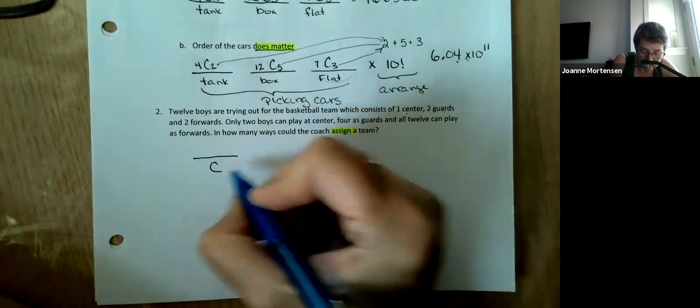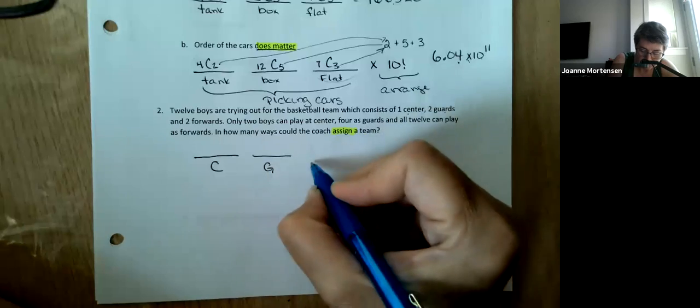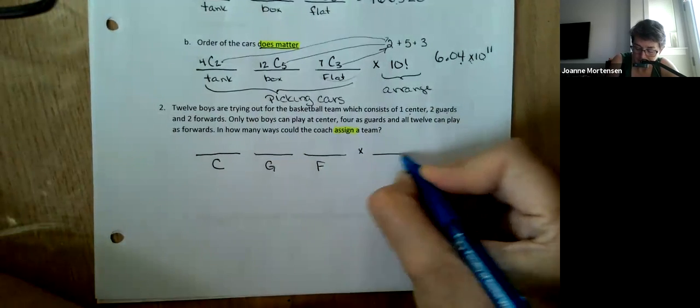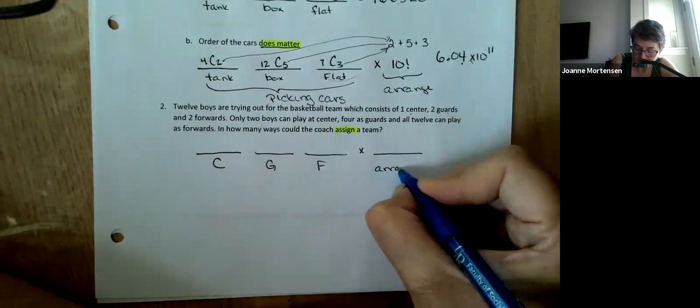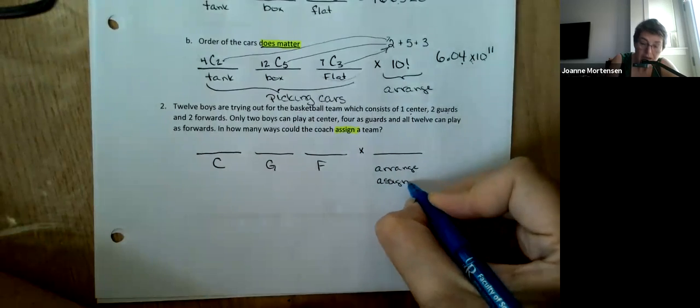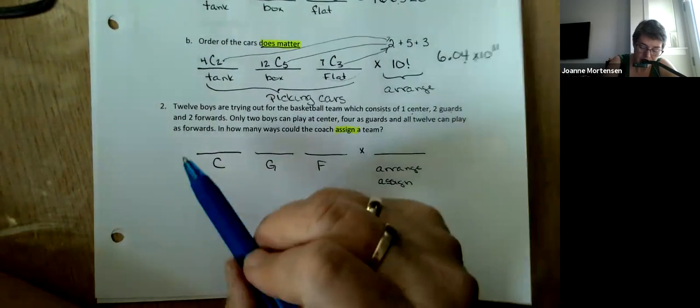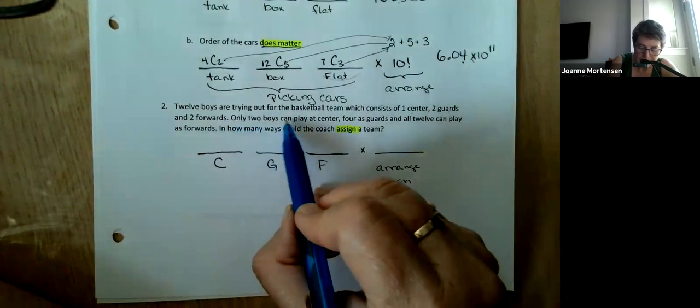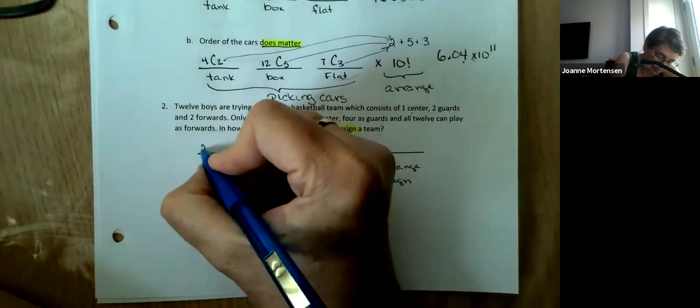Okay. So we have center, we have guards, and we have forwards. So center, guards, forwards. You have to be really careful. Times, I'm going to put that on the end so I don't forget. Yeah, for centers, we need 1, and only 2 boys can play at center. So there's 2 boys, choose 1.